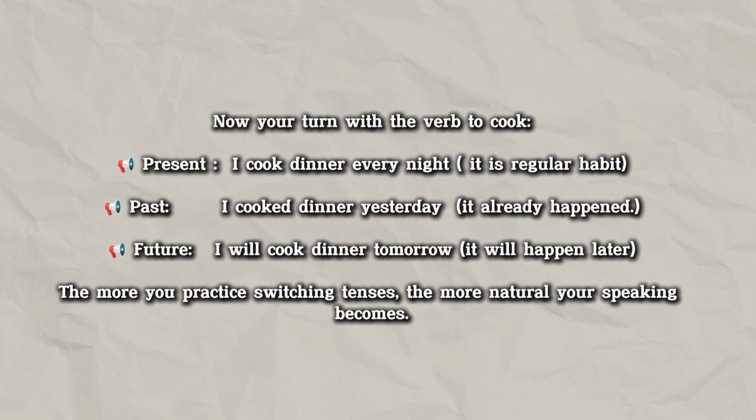Now your turn with the verb to cook. Present. I cook dinner every night. It is a regular habit. Past. I cooked dinner yesterday. It already happened. Future. I will cook dinner tomorrow. It will happen later. The more you practice switching tenses, the more natural your speaking becomes.